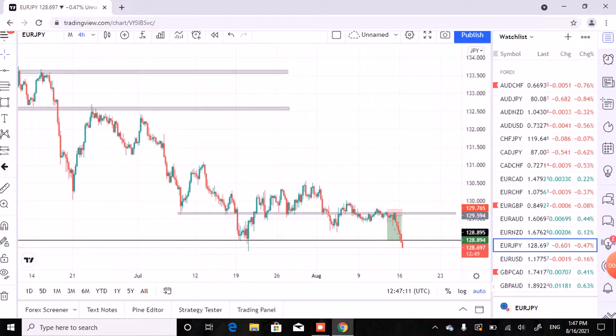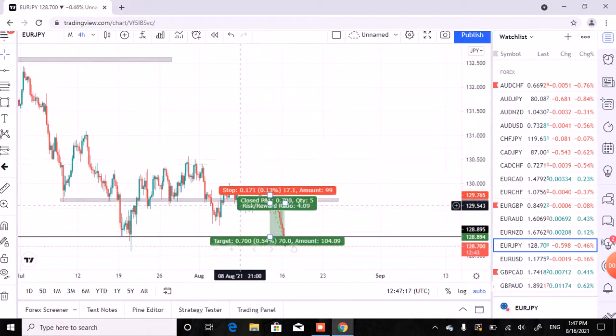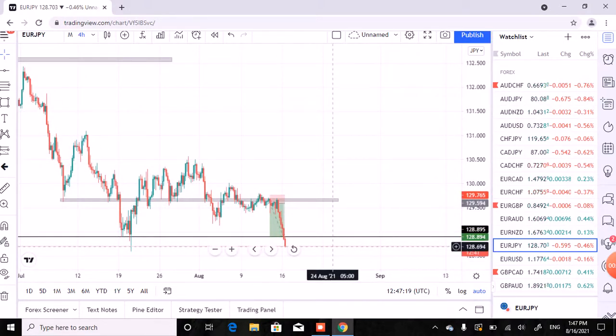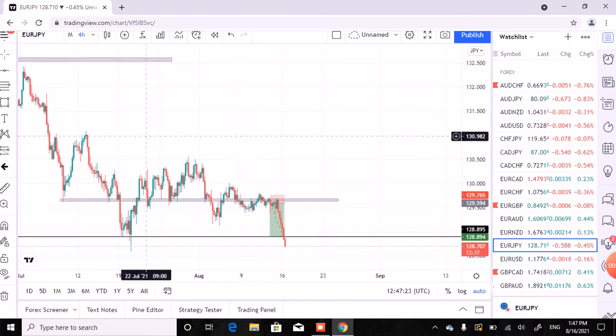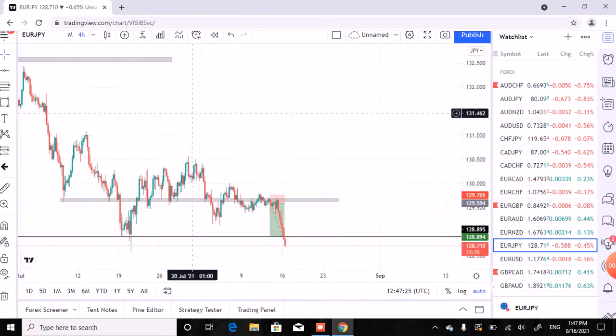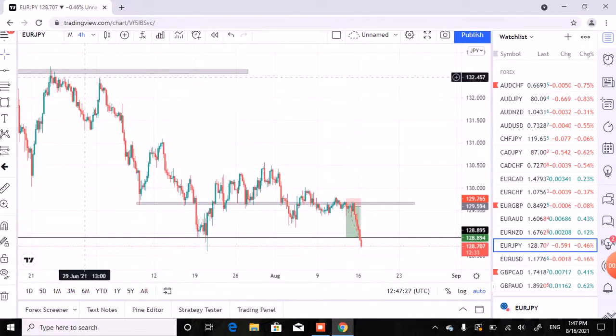So what's up, guys? I want to make a quick breakdown on a trade I took last week. We just hit the target this morning. The trade was on EURJPY. So what I'm going to be doing is a quick breakdown on the reason why I took the trade, and my entry technique and all of that stuff, and my risk management technique.